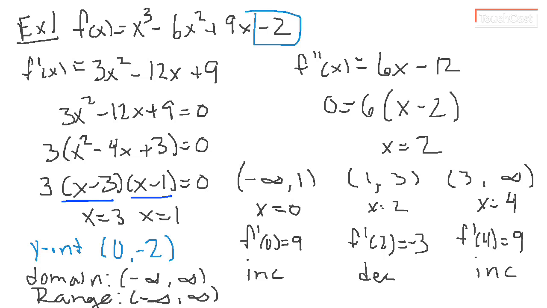Okay, so we've got a lot of good stuff. We know where we're increasing, we know where we're decreasing, we have a y-intercept, we know our domain, our range, our critical values. We just have to now determine what those points are. With increasing and decreasing, we can know if they're maxes and mins. And then we know we have a point of inflection at 2. We just need to know where specifically that's at.